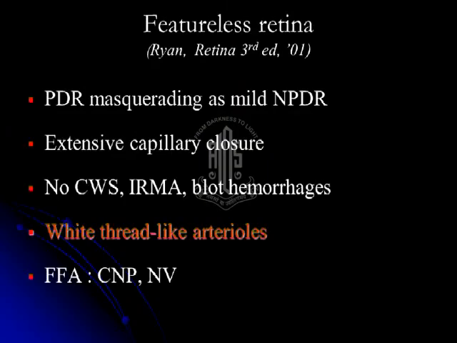Featureless retina, described by Ryan, is basically proliferative diabetic retinopathy masquerading as mild non-proliferative diabetic retinopathy. The highlight is extensive capillary closure. No cotton wool spots, IRMAs, or blot hemorrhages are usually seen, and this is because it's been postulated that in cases of extensive capillary closure, these IRMAs, blot hemorrhages and dot hemorrhages all tend to disappear. And cotton wool spots, as we know, are ephemeral, they do go off. What one needs to look for are these white thread-like arterioles, which you will see alongside, close to the disc very often. In angiography, you will see extensive deep capillary non-perfusion and new vessels.